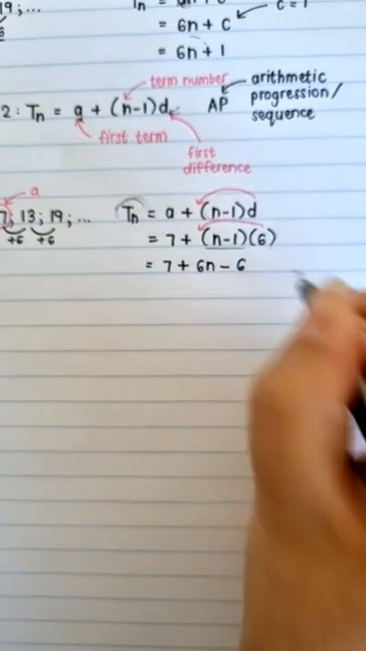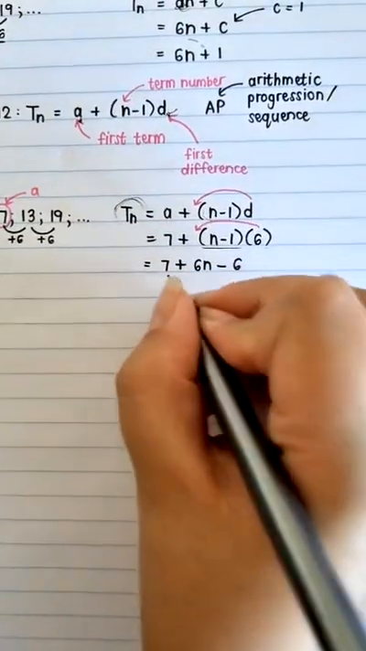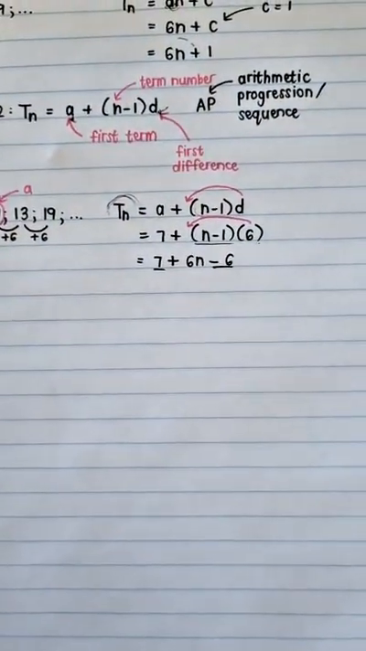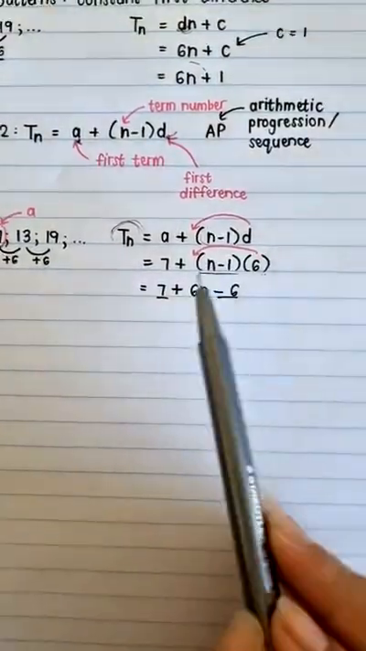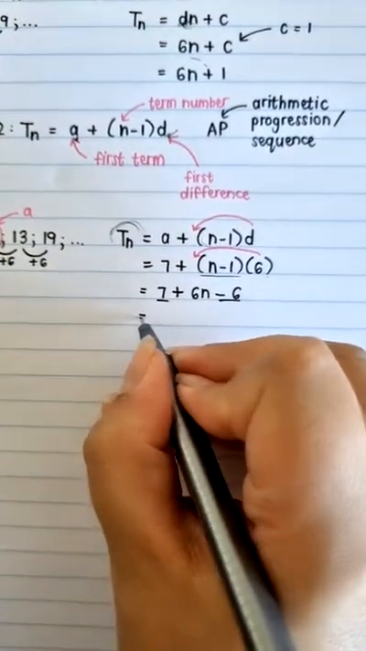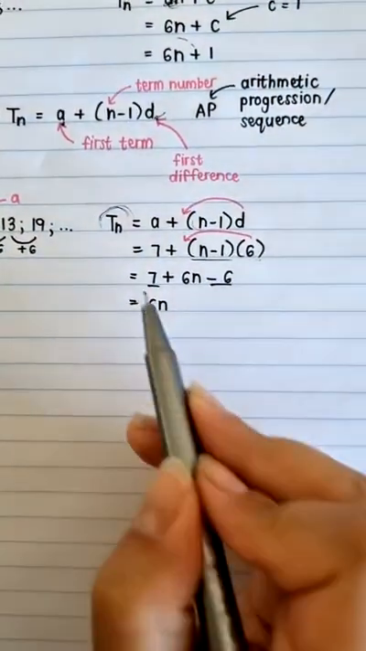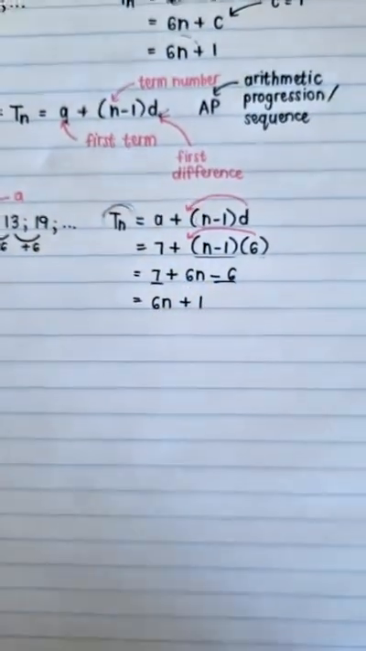6 is negative 6. And now we notice that we have two, what are they called again? Sorry, I'm rusty. Like terms. There we go. We have two like terms here. What is 7 minus 6? We have our 6n. That's the only term with an n. And then we have 7 minus 6, which is positive 1.